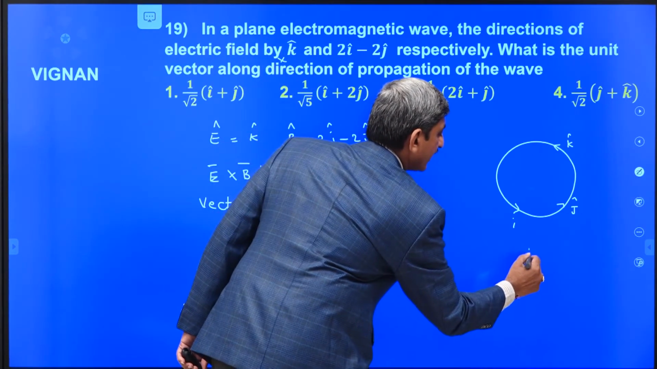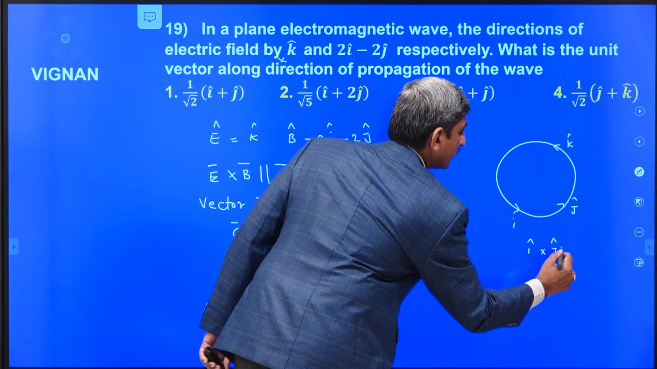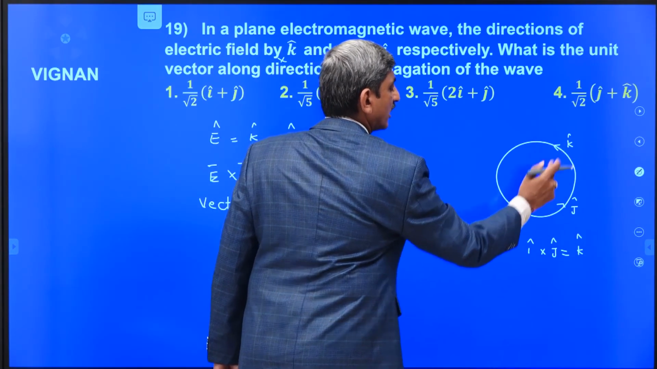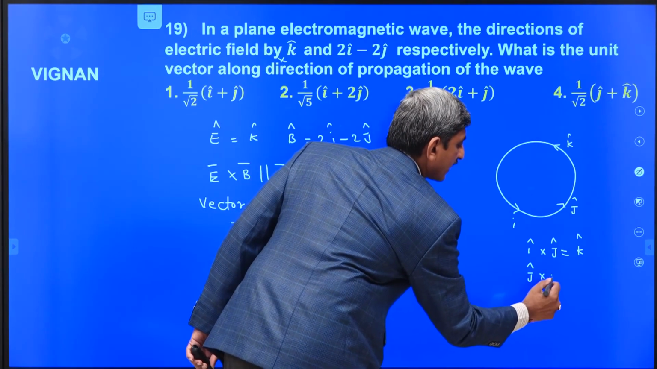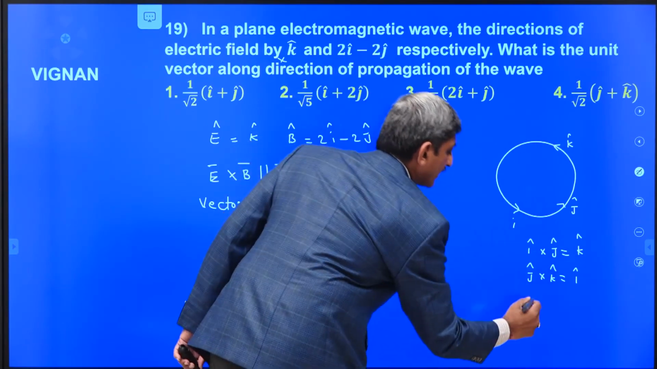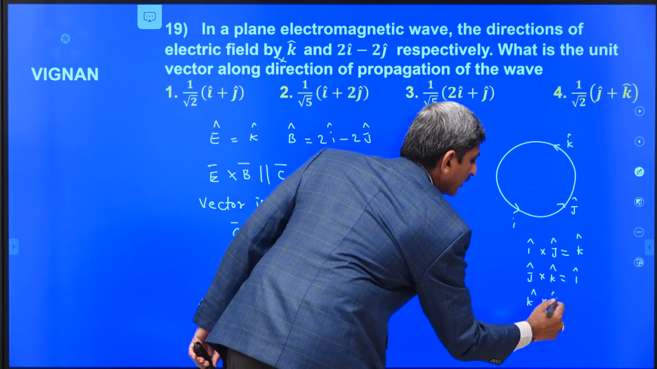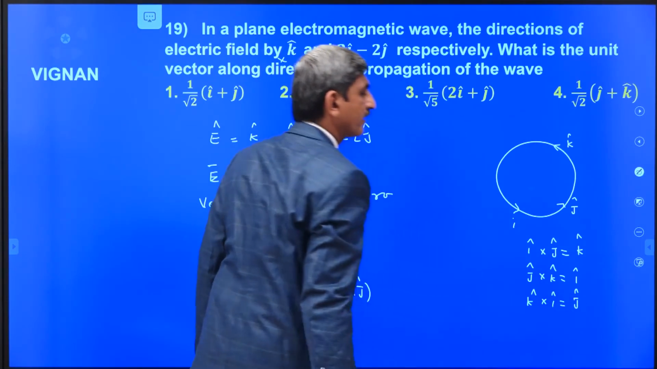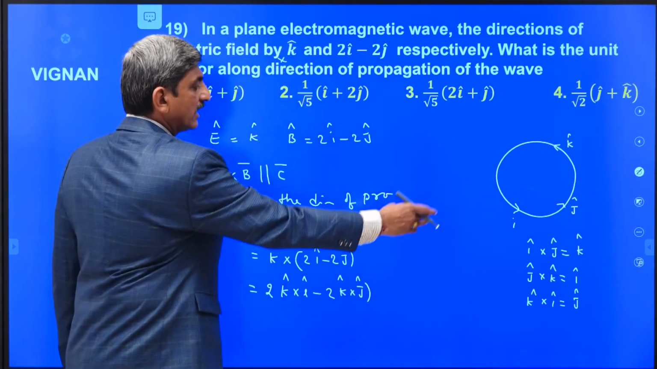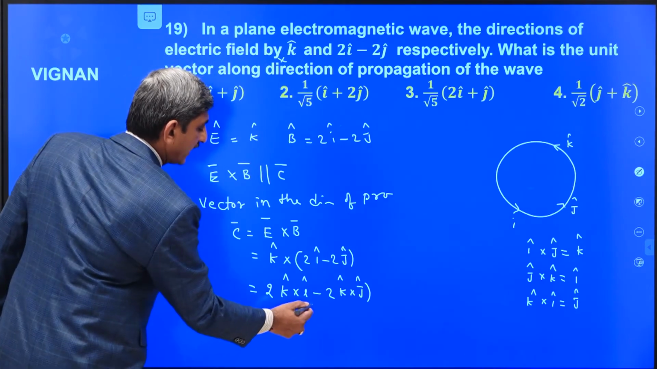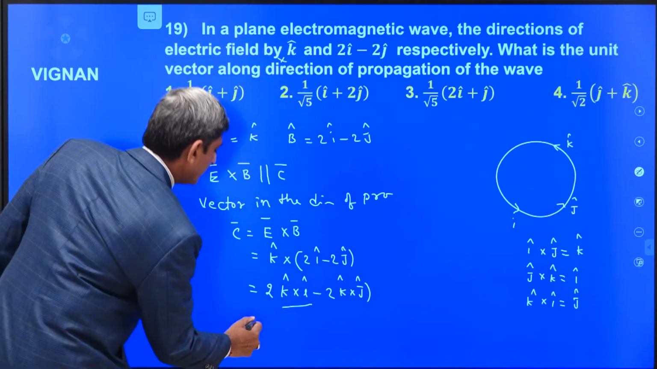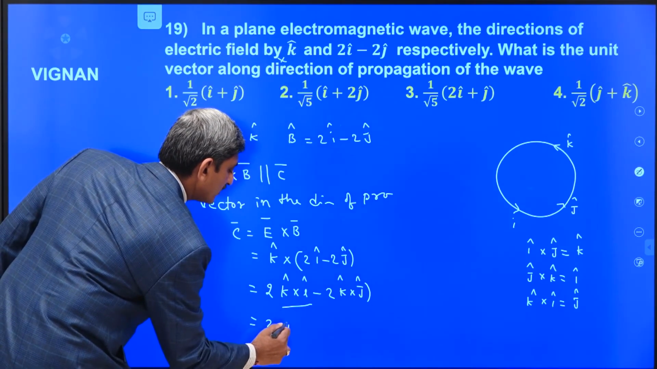It means if we take i cap cross j cap, this is equal to k cap. Similarly, if we take j cap cross k cap, you will get the next one, that is i cap. If we take k cap cross i cap, you will get j cap. If we go in the reverse order, then we get the negative vector. Now using that result here, it becomes k cap cross i cap, that is equal to j cap. That's why this is equal to 2 j cap.